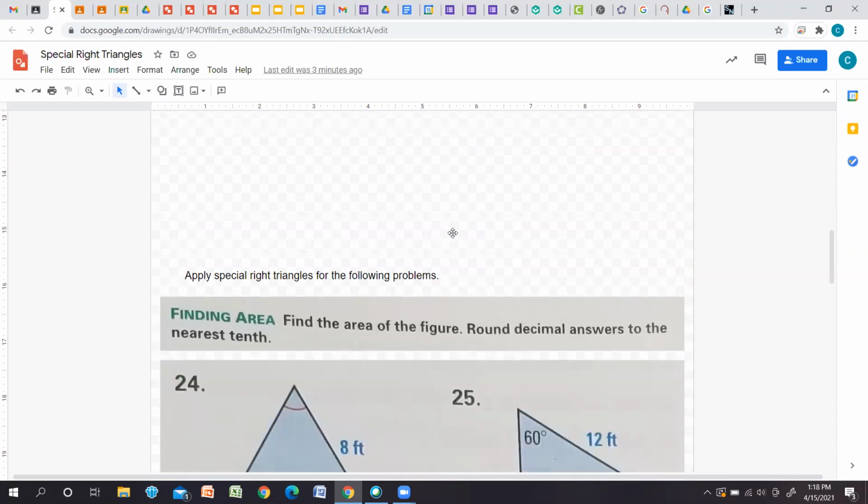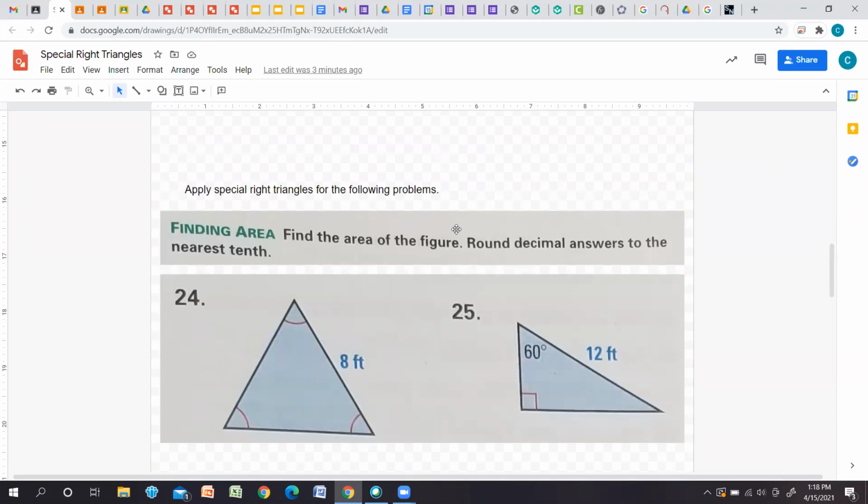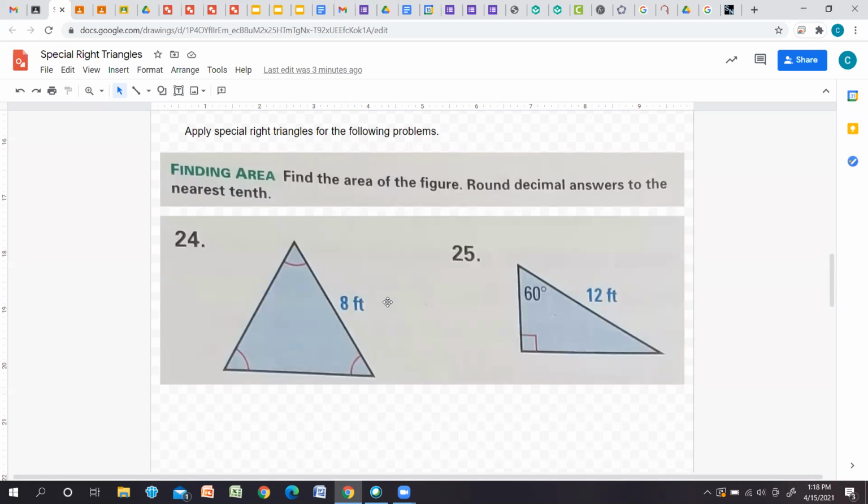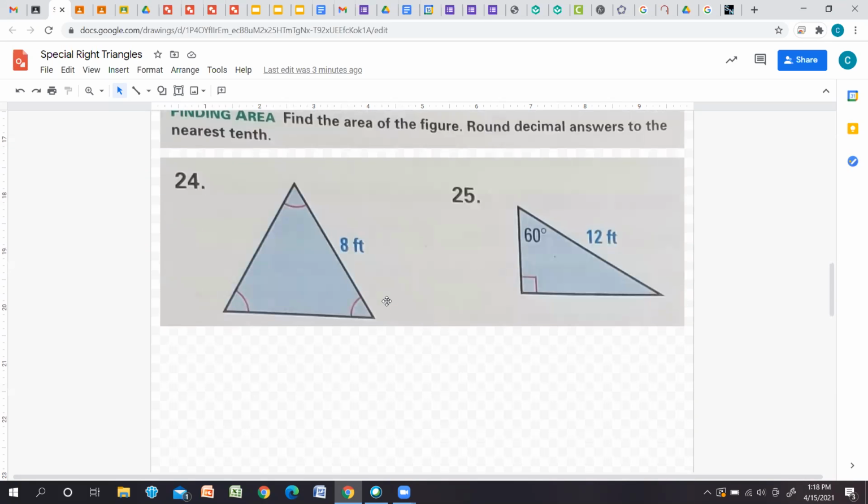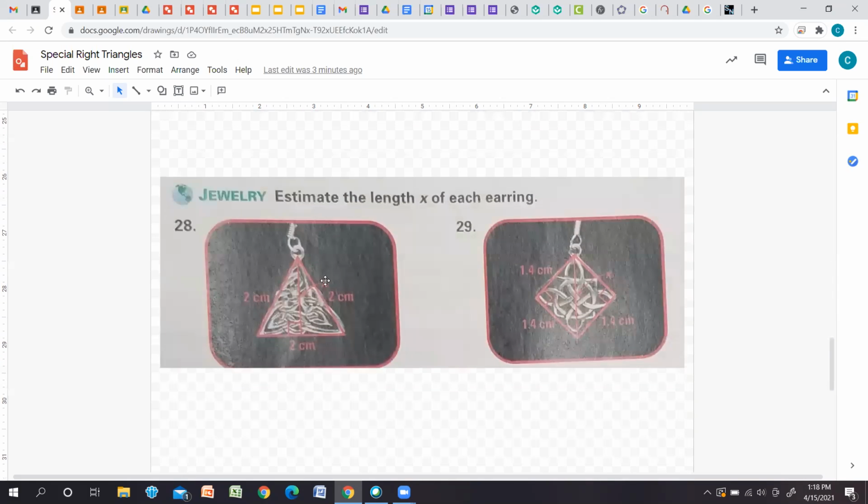Okay, the rest of the assignment uses our special right triangles. Remember, we only have two types. There's the 45, 45, 90 special right triangle. Then there's the 30, 60, 90 special right triangle. So there's only two types. And the ratios are in the notes. So you're going to use that to find the areas of these two triangles. Then here's another application.